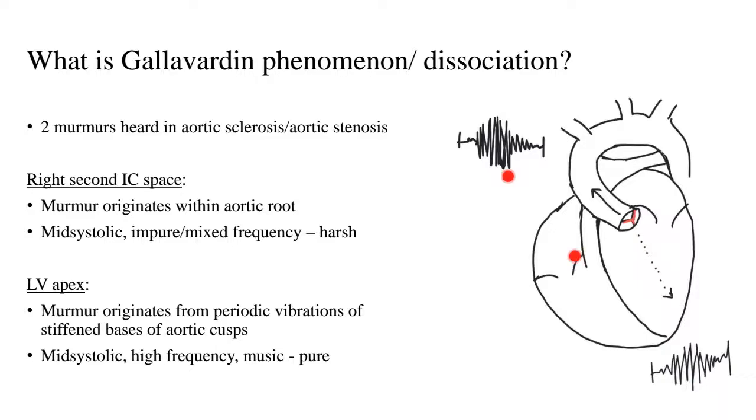So when you get these two kinds of murmurs at two different areas which arise from a single pathology, this is known as Gallavardin phenomenon or Gallavardin dissociation.